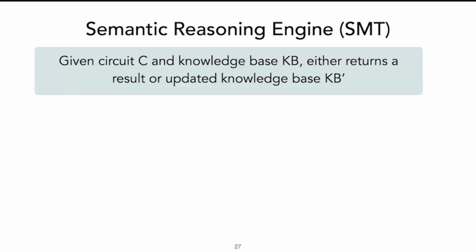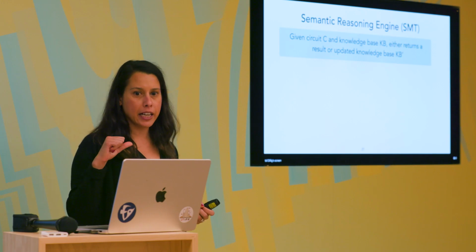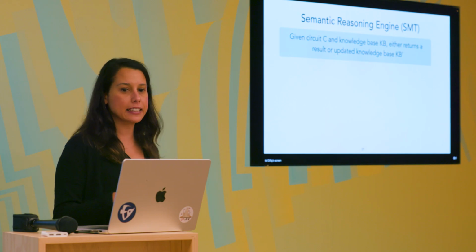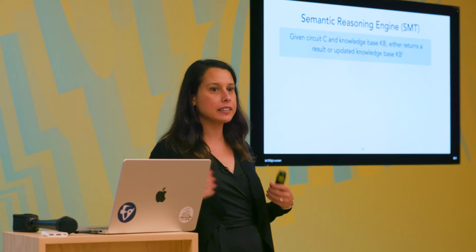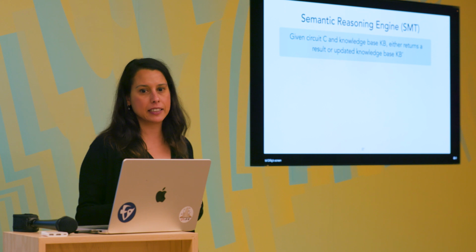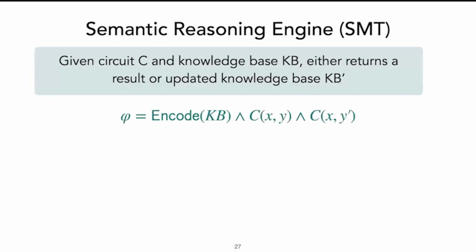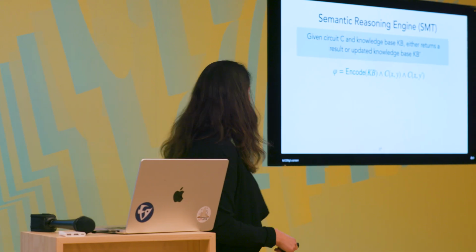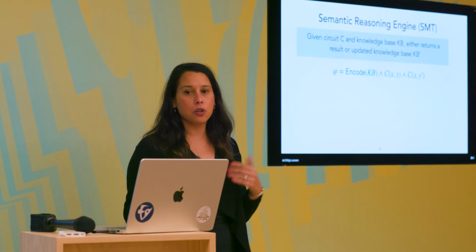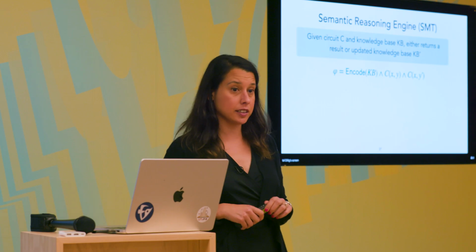So the SMT-based reasoning takes as input our circuit C and a knowledge base KB, and it will either say verified or buggy, or if neither, it's going to at least return an updated knowledge base that can be picked up by the static analyzer. And what we do here is, as you can imagine, we first generate a logical encoding of the knowledge base, everything that we know, encoded as a logical formula, and similarly encode the 2 copies of the circuit as a logical formula.